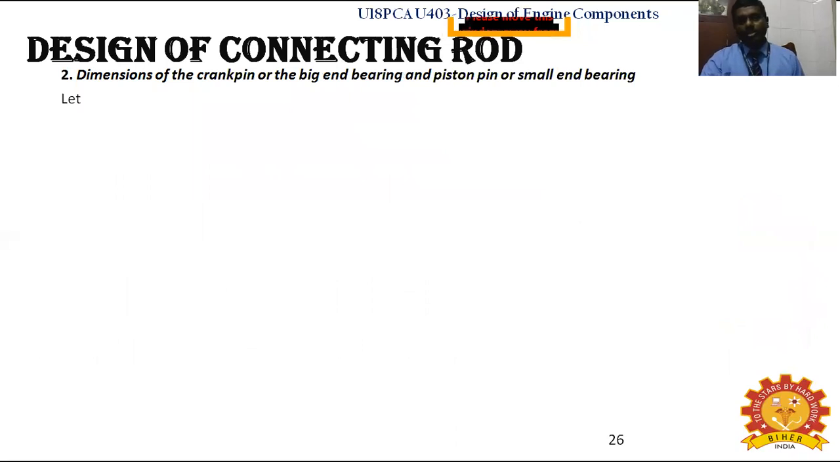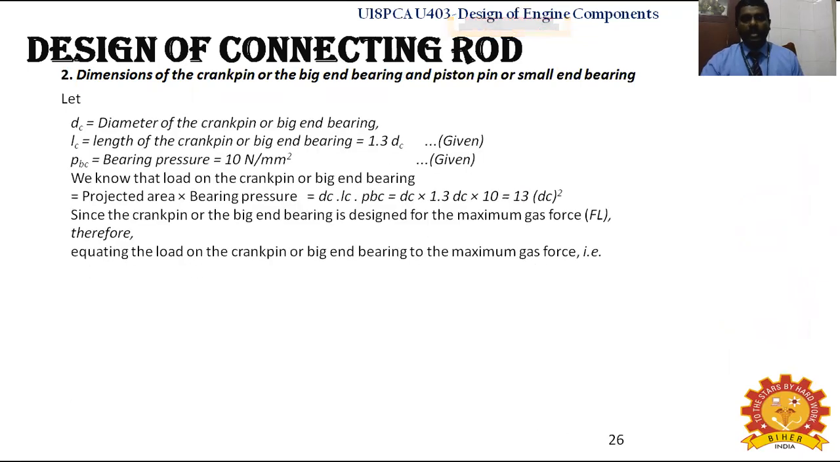And the second procedure is for the calculation of dimensions of the crank pin or the big end bearing, because the crank pin is the big end bearing, and the small end bearing is on the piston side, that is the piston pin, that is the small end bearing. So for this we are assigning DC as the diameter of the crank pin, and LC as the length of the crank pin, and PBC is the bearing pressure, which is given data in the question itself, that is 10 Newton per mm square. And we know the load on the crank pin or big end bearing is projected area into bearing pressure. So by that we can make a correlation of the load to the DC value.